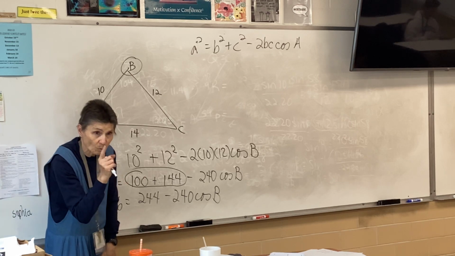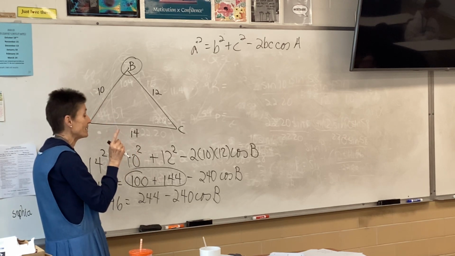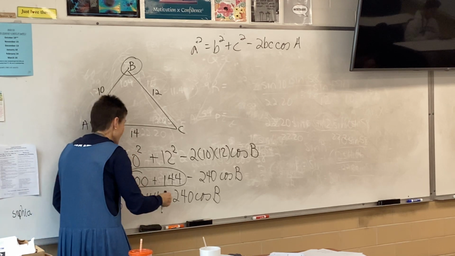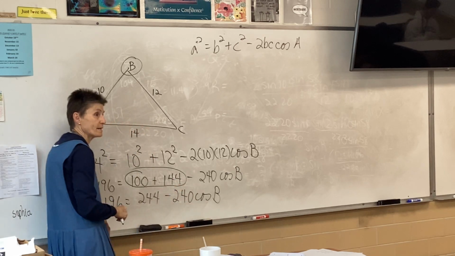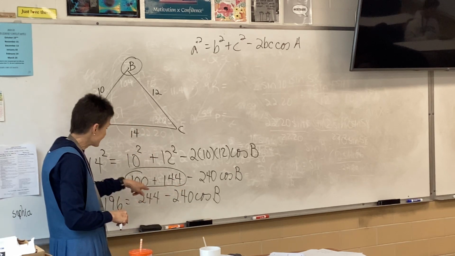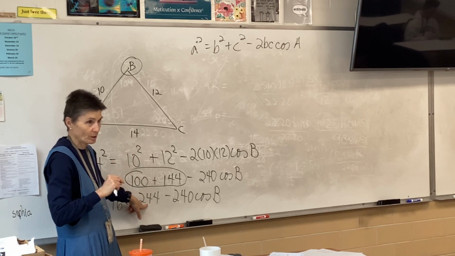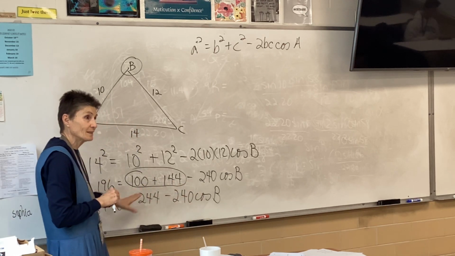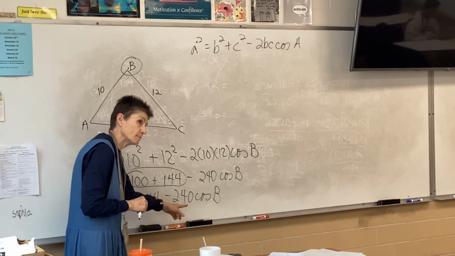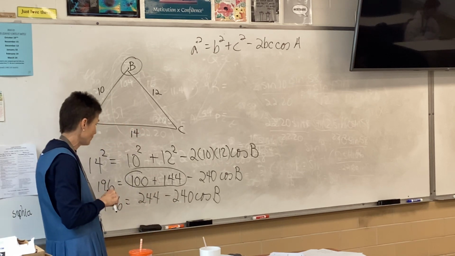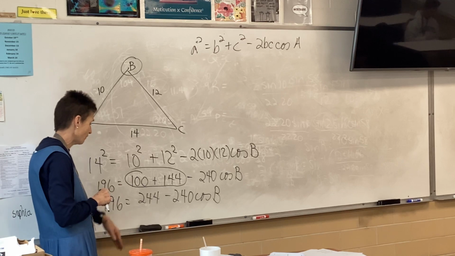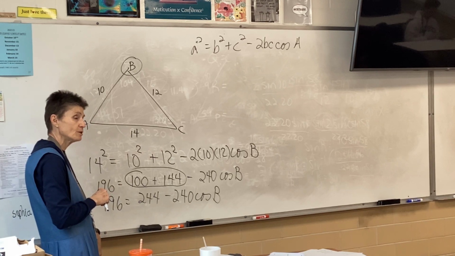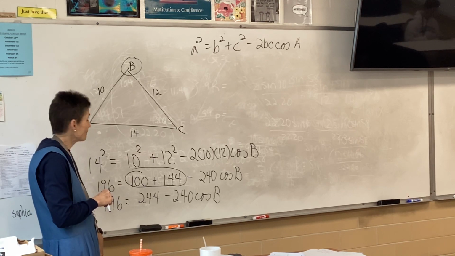Now, this is what you can't do. You cannot subtract 244 minus 240, because this one isn't hooked to a cosine, and this one is. These are not like terms. Don't subtract them. So what are we going to do? We have to solve that equation. What would you suggest we do? Divide? Nope, we're not going to divide.